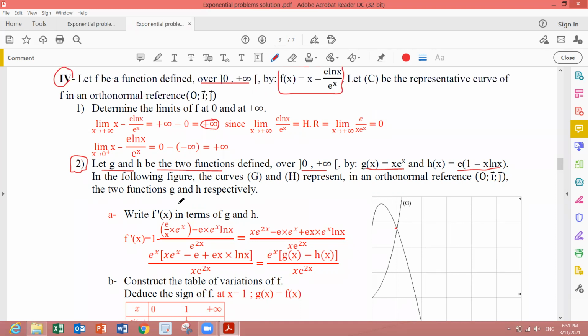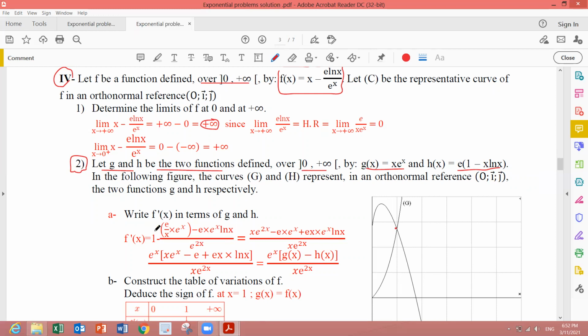F prime x: the derivative of x is 1. For u over v, the derivative of ln x is 1 over x, times v, which is e to the x, minus the derivative of e to the x, which is e to the x, times e to the ln x, over e to the power 2x, that is v squared.